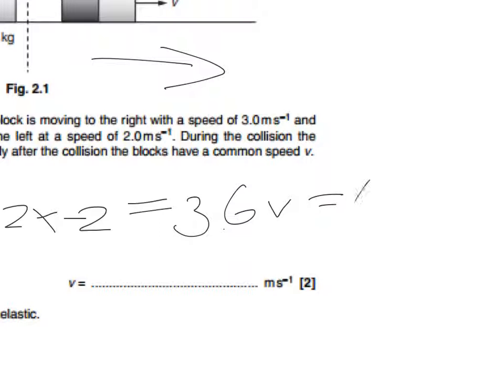So 3.6v equals 4.8. Well, if you divide through by 3.6, 4.8 divided by 3.6, then you will get the speed, which comes out as 1.33 meters per second.